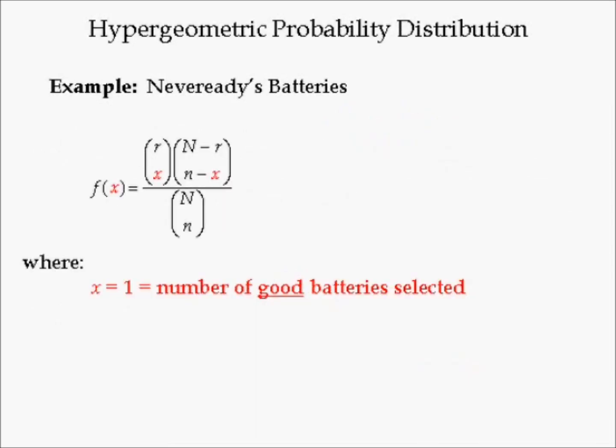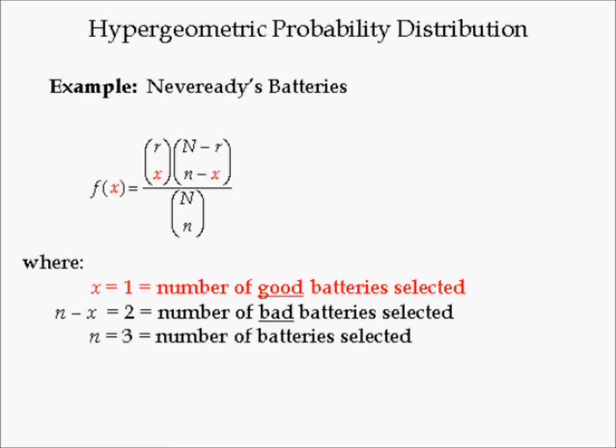To calculate the probability of getting 1 good battery when 3 are selected, we plug in X, which in this case equals 1, the number of good batteries selected. n minus X equals 2 here, because we picked 3 out of the drawer, and only 1 is good. That means 2 of the batteries are bad. We pick three batteries out of the drawer because we need three for the beard shaver.